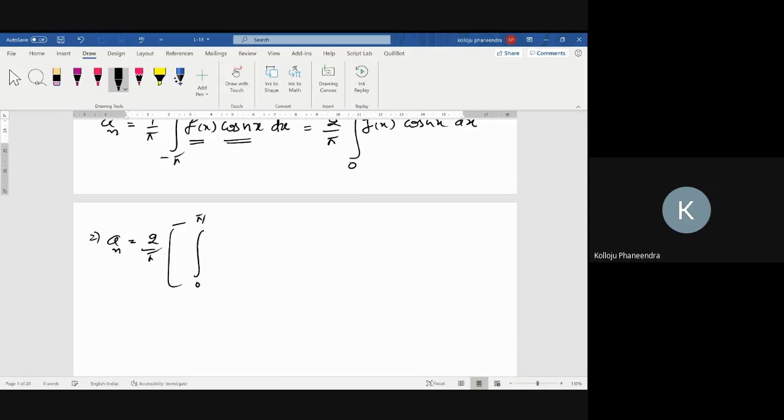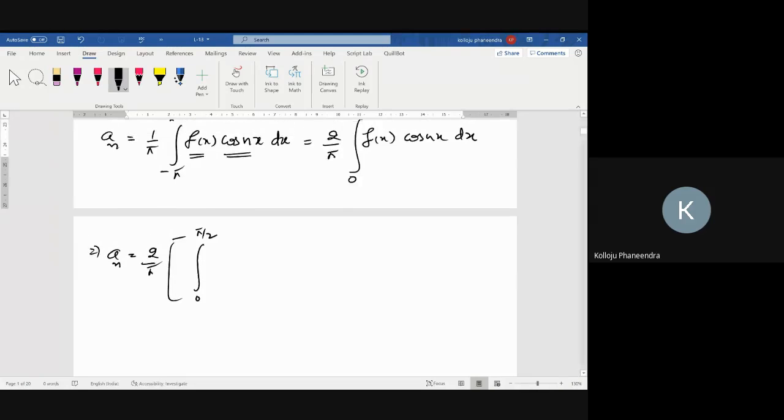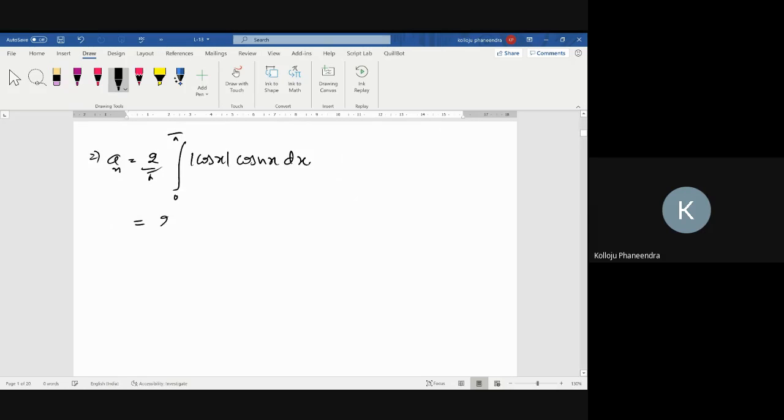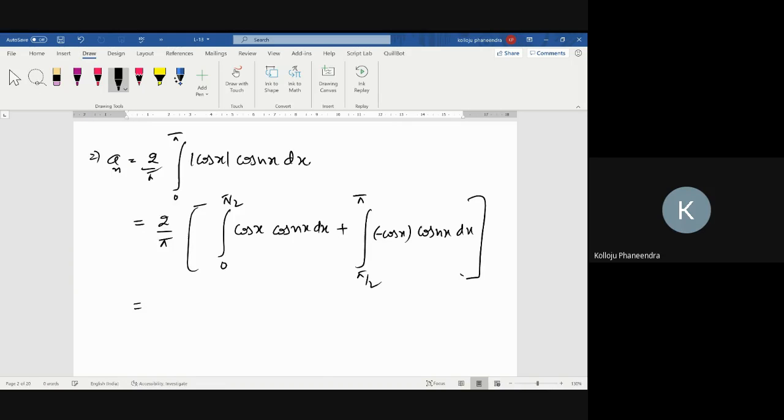Now since the function behaves in a different way in two intervals, let me write one more step. 2 by pi integral 0 to pi, mod cosine x into cos nx dx, that is equal to 2 by pi, 0 to pi by 2, where mod cosine x is positive, so cos x into cos nx dx, plus integral pi by 2 to pi, where mod cosine x is minus cosine x into cos nx dx. Okay, now evaluate this. Anybody tell me fast? What is the answer?